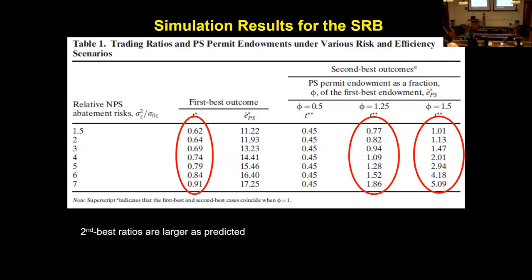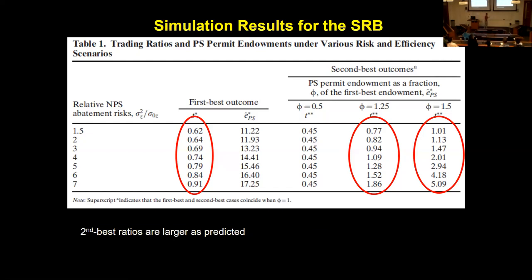If we have a 25% increase in our permits, you can see that in the second best case, the trade ratio is less than one. It's only after we get up to about a risk ratio of 4 that we get up to 1. And we can go clear up to 7, and we're still only at 1.86. That's still less than the existing trade ratios that you see out there.